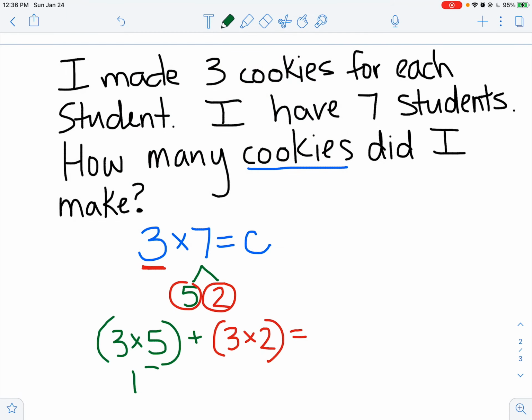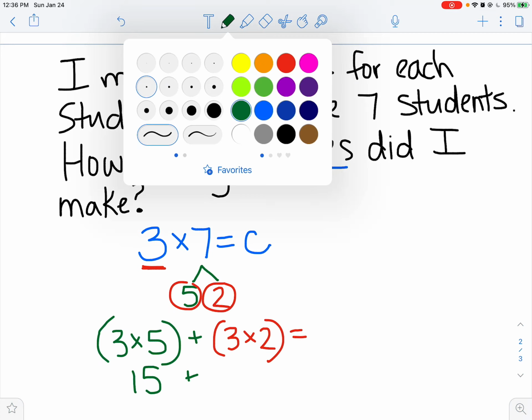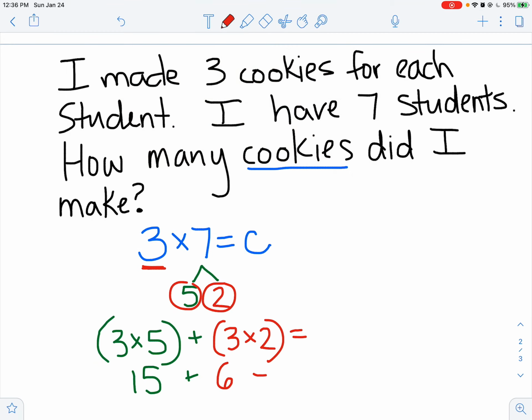3 times 5, I know that one nice and easy, is 15. 3 times 2 is 6. Add those together. I know 15 plus 5 is 20. And then one more gives me 21. So then I'm going to go back to my beginning part, and since I used the letter C, I'm going to just say C is equal to 21.